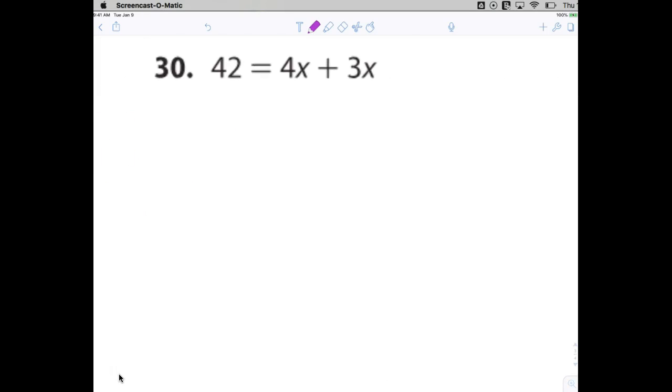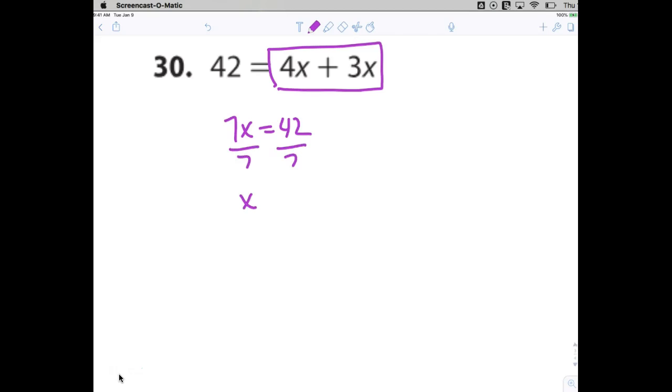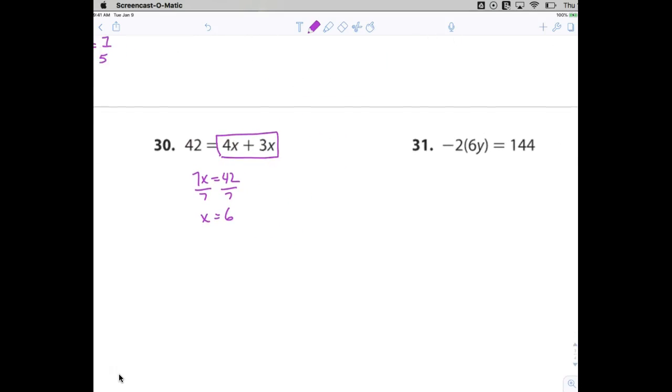All right? Here's 30. All right? Now, again, we're combining terms. So 4x plus 3x, everybody should write down as what? So I want you to write 7x equals 42. And now what? Yeah, divide by 7. So x equals 6. Everybody okay with that? Yep. All right, last one.